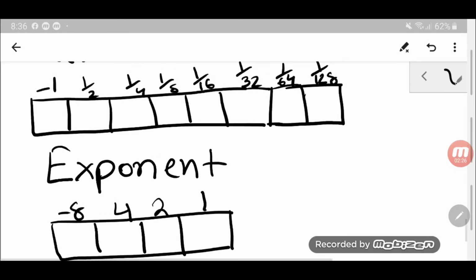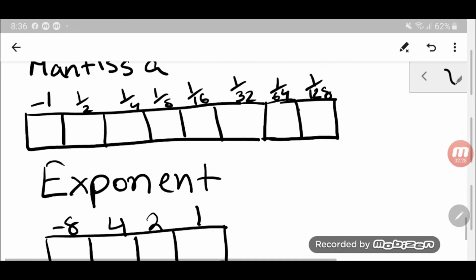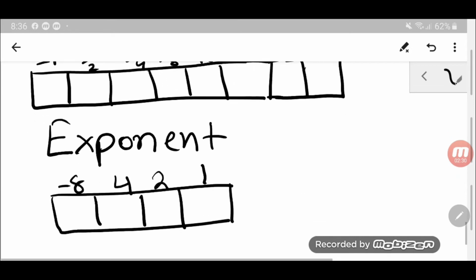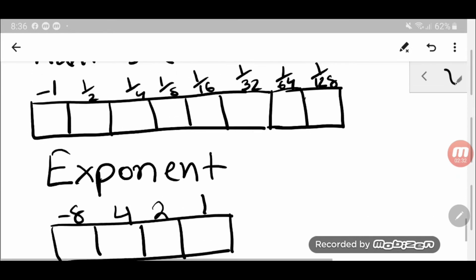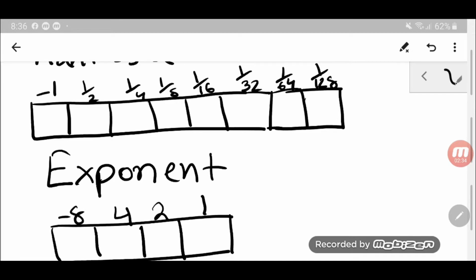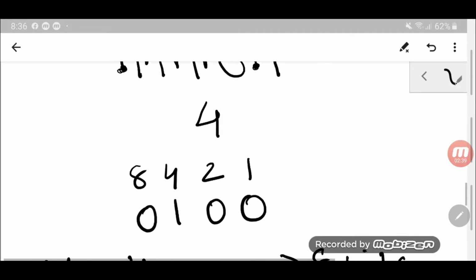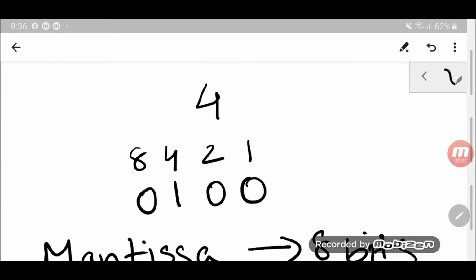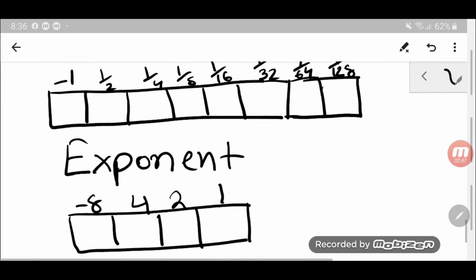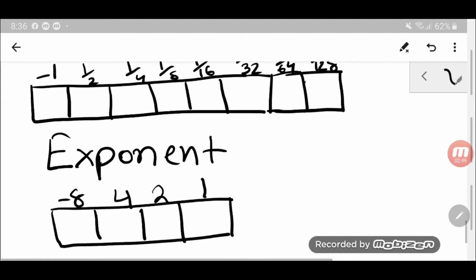So what values should we fill in these boxes? We have already found them previously. We just have to place them under the place values. We found that the exponent is 4 and the binary for the exponent is 0 1 0 0. So let's place it accordingly, starting from the left: 0 1 0 0.